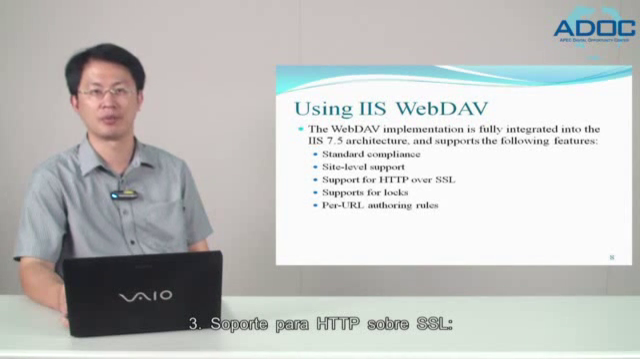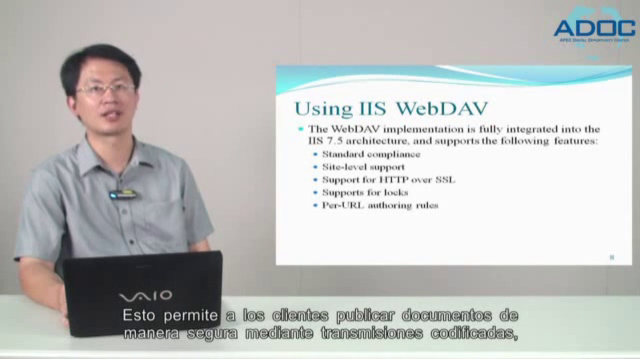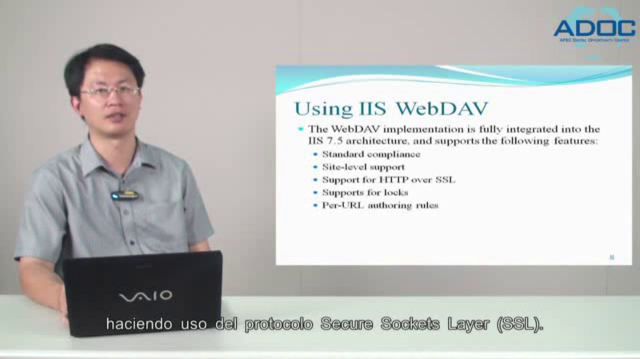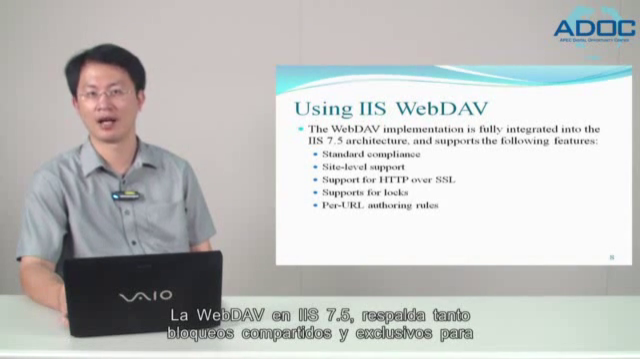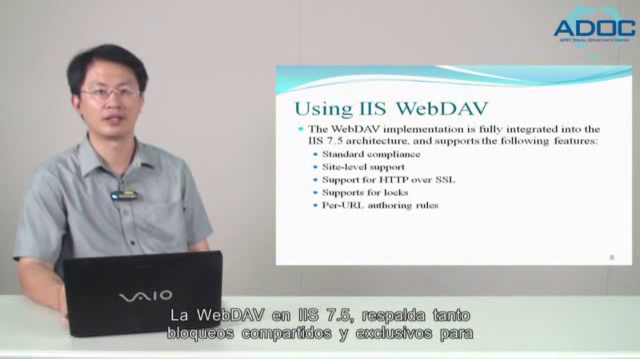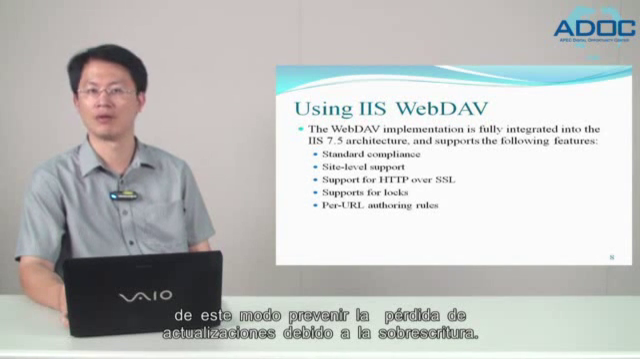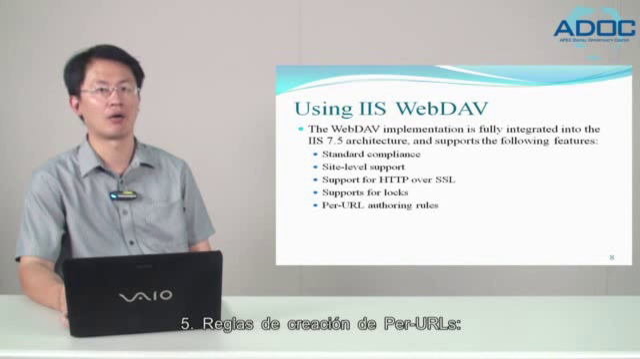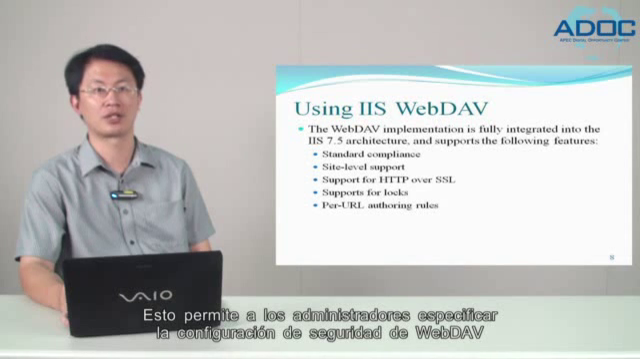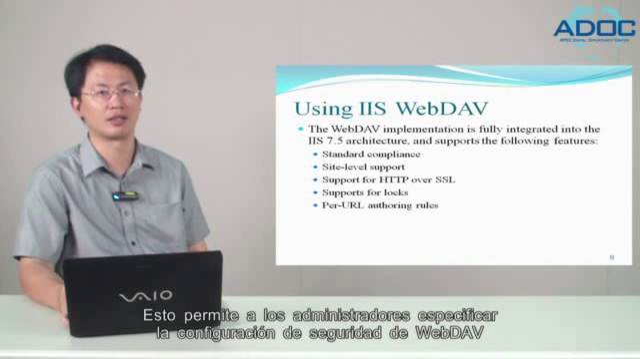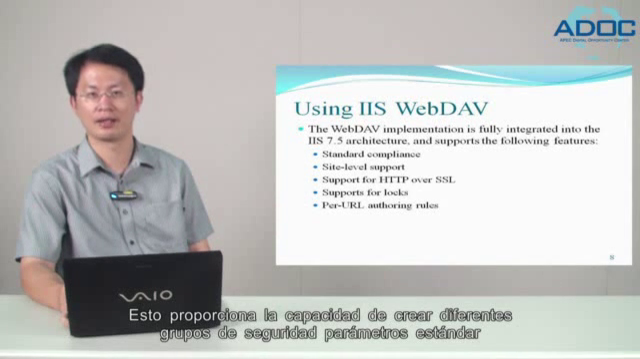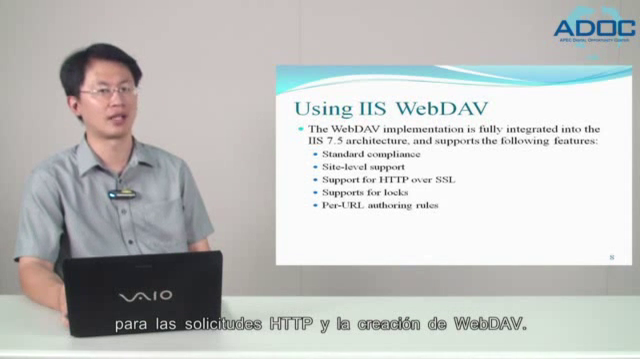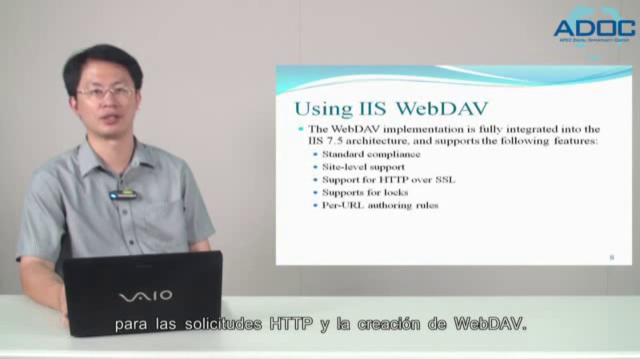Third, support for HTTP over SSL. This enables clients to publish documents securely by encrypting transmissions using the Secure Socket Layer, SSL, protocol. Fourth, support for locks. WebDAV in IIS 7.5 supports both shared and exclusive locks to prevent lost updates due to overwrites. Fifth, per-URL authoring rules. This enables administrators to specify WebDAV security settings for individual Uniform Resource Locators, URLs. This provides the ability to create different sets of security parameters for standard HTTP requests and WebDAV authoring.